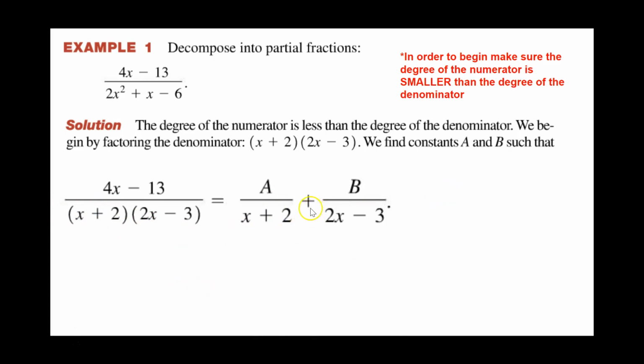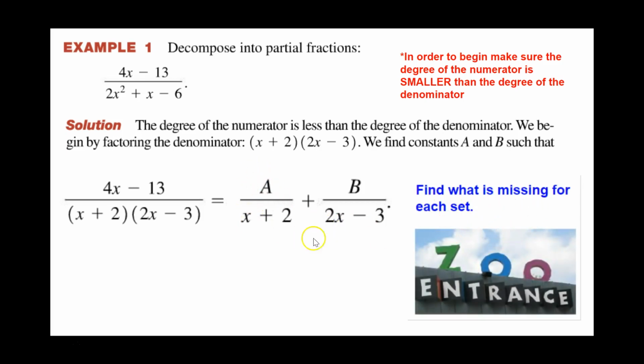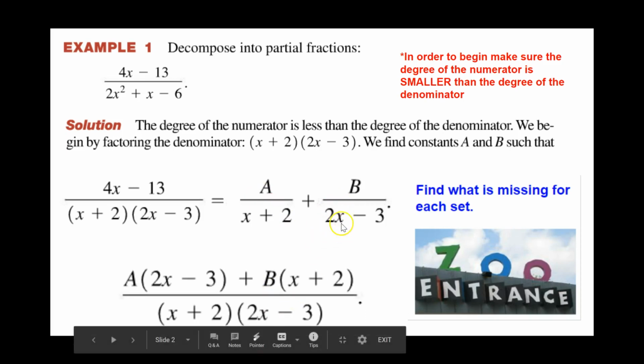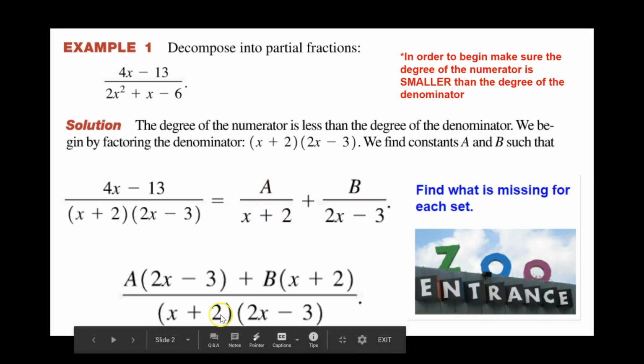Now for this one here, we can't add these two together because remember the denominators are not the same. So we're going to have to do what we have learned with the zookeeper method, which is figure out what's missing. Over here it's missing a 2x minus 3, and over here it's missing the x plus 2. Once we multiply this side by 2x minus 3, we multiply it on the top. Remember, we don't have to worry about the denominator, it's already there. So x plus 2 gets multiplied to the B on this side. This is where we have A and B with the two factors that are missing for each part.